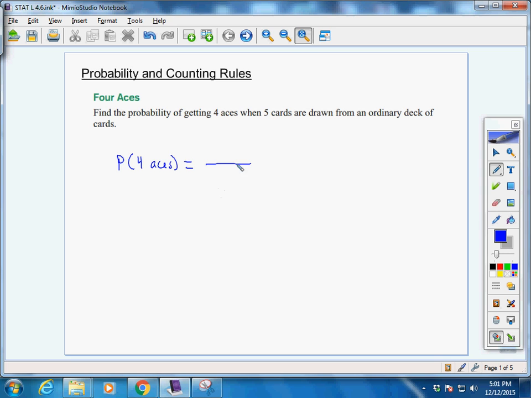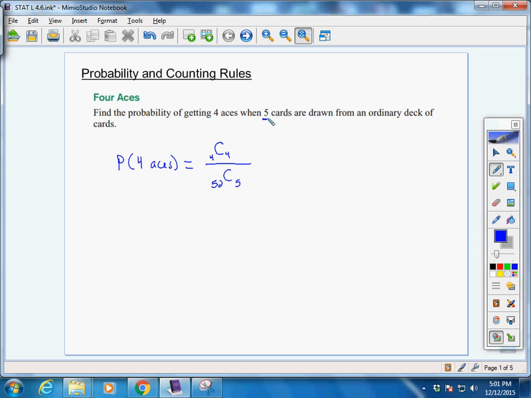We're drawing 5 cards, and there's 52 cards to choose from. It does not matter the order or the grouping, so our total number is going to be a combination of 5 cards taken out of 52 total. Now, if I want 4 of them to be aces, out of how many total aces? Again, order doesn't matter. It doesn't matter if you have hearts and diamonds or diamonds and hearts. There are 4 total aces, and we want all 4 of them, so we take a combination of 4 aces out of 4.